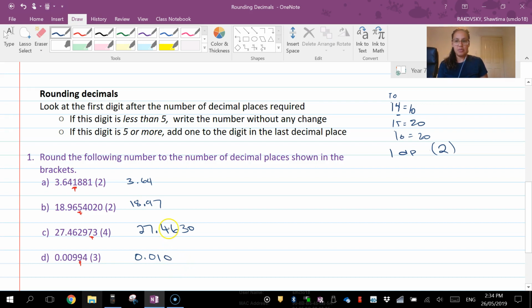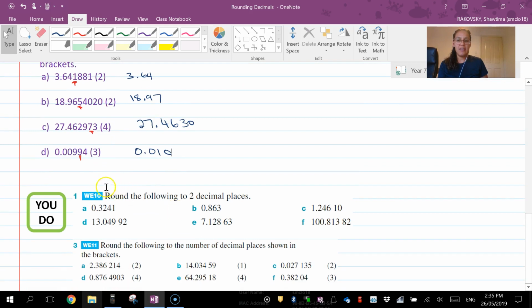Okay, so what I would like you to do now is have a turn, pause the video and follow how to round the following to 2 decimal places and then what the brackets indicate here.